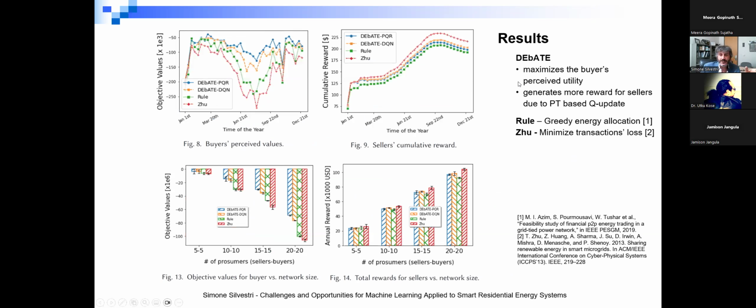So here we compare with a couple of other solutions. One is called Rule, which is basically a greedy energy allocation, and the other one is called Zoo from the others, which tries to minimize the transaction loss. So in the first graphs that you can see at the top, we are changing time. So these are basically results over time. And the results keep going up and down because the energy production over the years could be higher or lower depending on the specific season. And the line that we are proposing is actually the blue line up here. This is the regular Q-learning, and the yellow line is the deep reinforcement learning, the deep Q-learning.